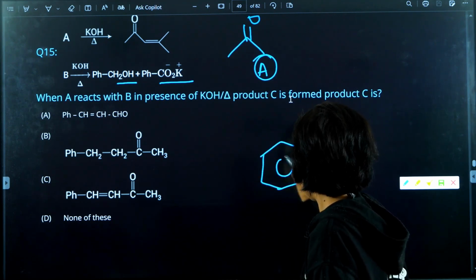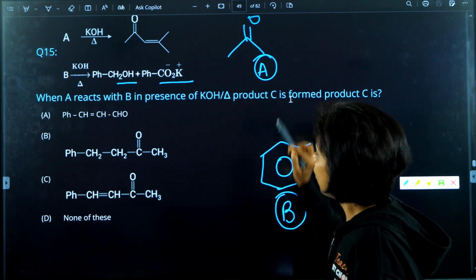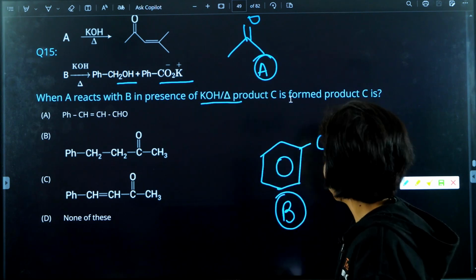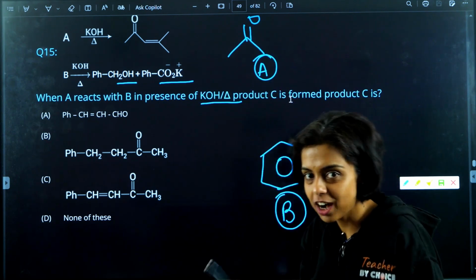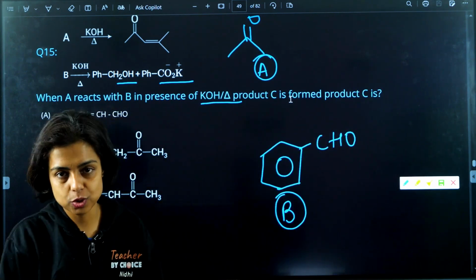Right? This is my B. Now when A reacts with B in the presence of KOH followed by heat, what is the product C? So this is your A, which has acidic hydrogen, and can form a carbanion. This is your B, which doesn't have any alpha hydrogen, so it cannot form a carbanion.